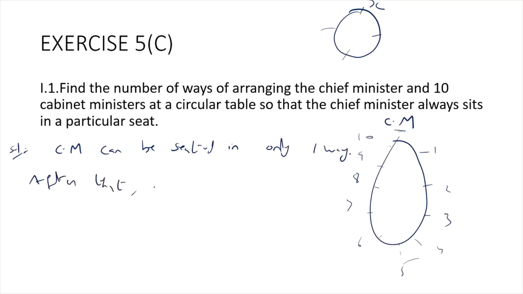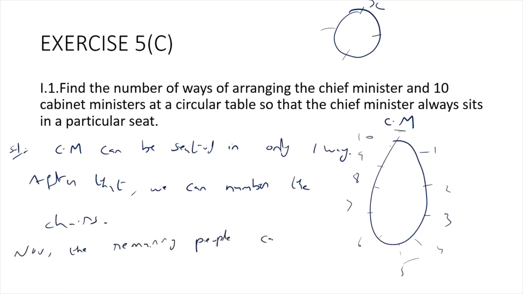After that, we can number the chairs. Now the remaining people can be arranged in 10 factorial ways. So total is equal to 1 times 10 factorial.